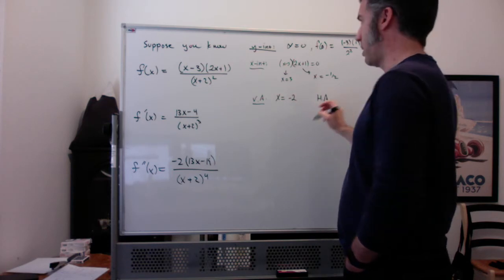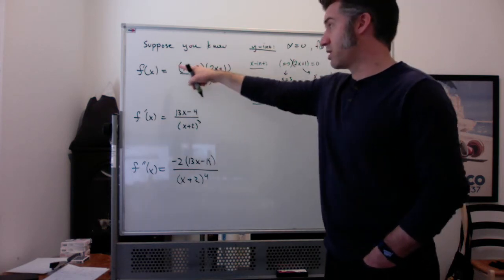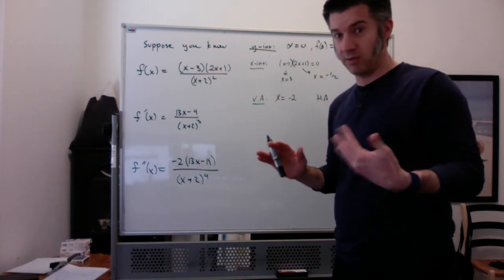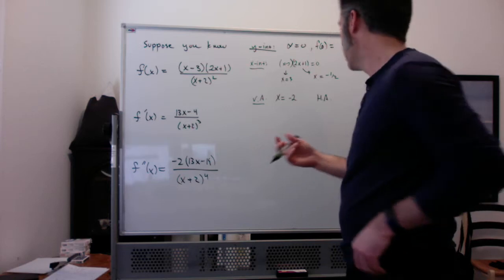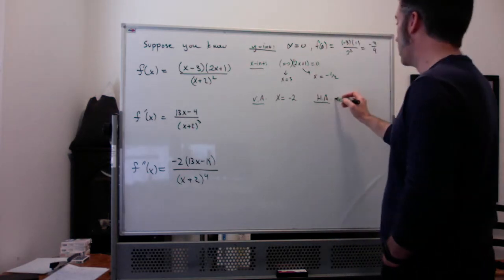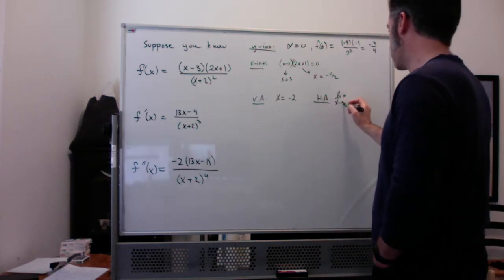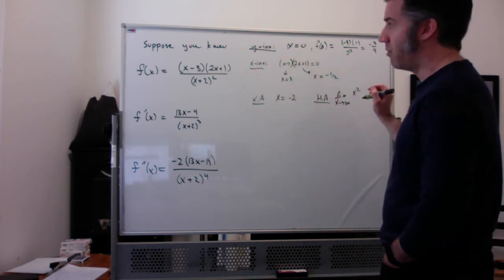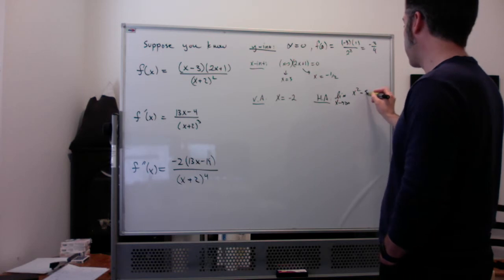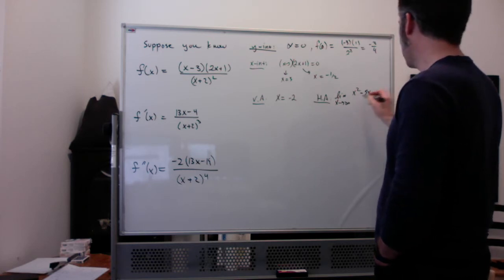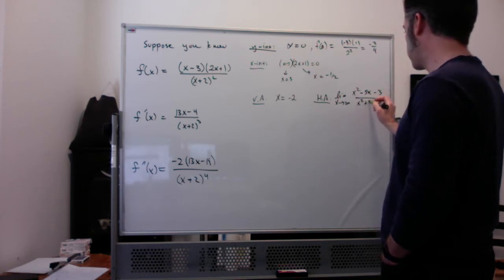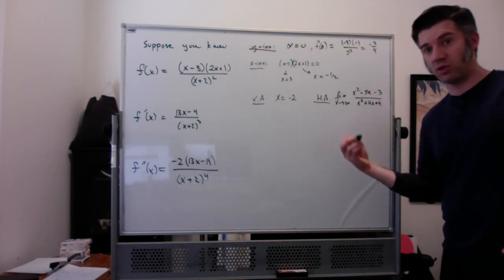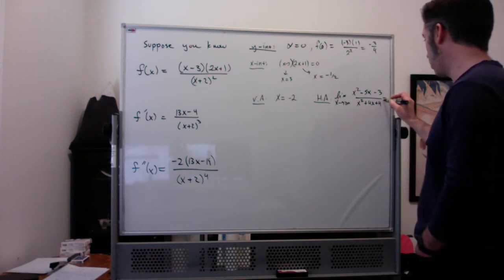The horizontal asymptote: we look at the degree of the top and the bottom. For the horizontal asymptote, we'd have the limit as x goes to infinity of, if you multiply out the top, x squared minus 5x minus 3 all over x squared plus 4x plus 4. Since the degrees on top and bottom are the same, you get the quotient of the leading coefficients, which equals 1 over 1.